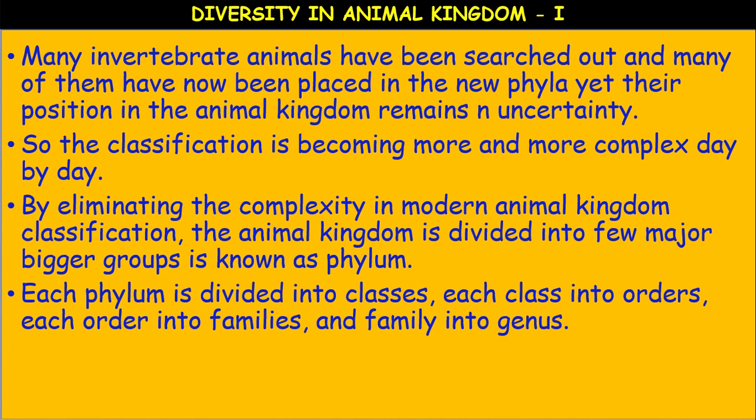Each phylum is again divided into classes. Each class is divided into orders. Each order is divided into families, and a family is divided into genus, and a genus is divided into species. This is the complexity. Okay. The highest level of classification is kingdom. The lowest level of classification, or the basic unit of classification, is species level. As we come down from kingdom to species, the number of organisms decrease. In kingdom, there are more organisms, and in a particular species, fewer organisms are present. As we go from species to kingdom, the number of organisms will increase, but the similarities will decrease.